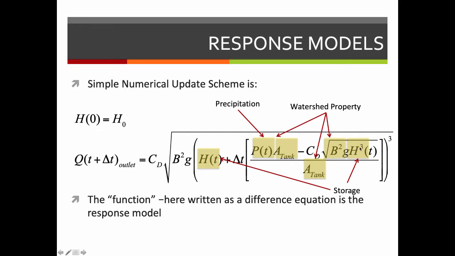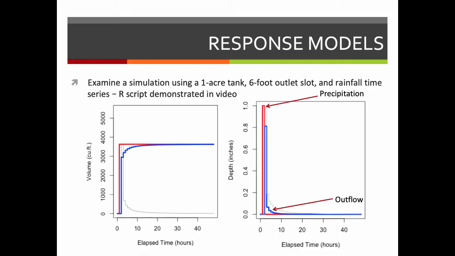Now we've got a cubic here and a cubic here, and everything's in a square root, so this is probably not linear in any sense of the imagination, but it's less nonlinear than I would have thought. And then here's some simulations, and we'll look at the R script that made these shortly.